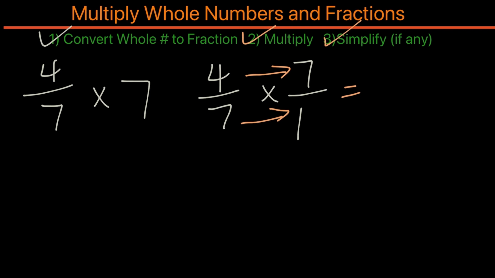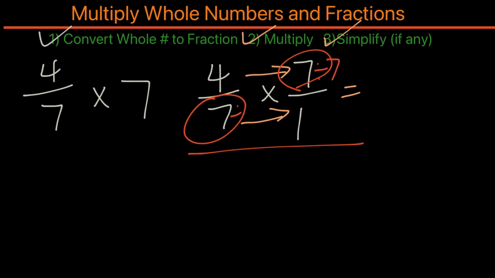There is also another way to handling this. When we get to this point here, we can see that the numerator and the denominator here are the same. So we could actually simplify before we multiply. In this case, 7 divided by 7 and 7 divided by 7. And that would give us 1 for each. So we can cross them out and replace the 7 for 1.